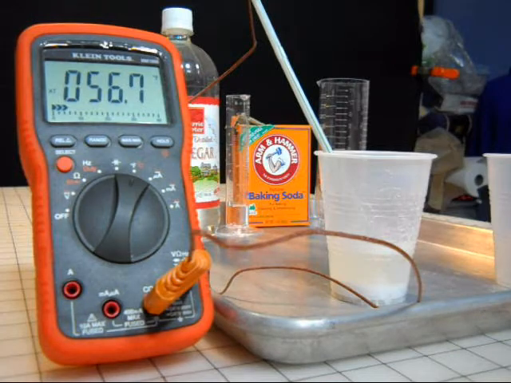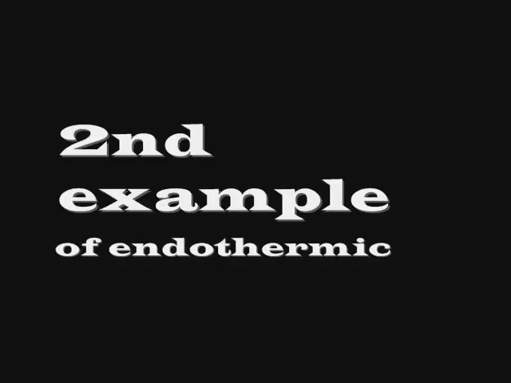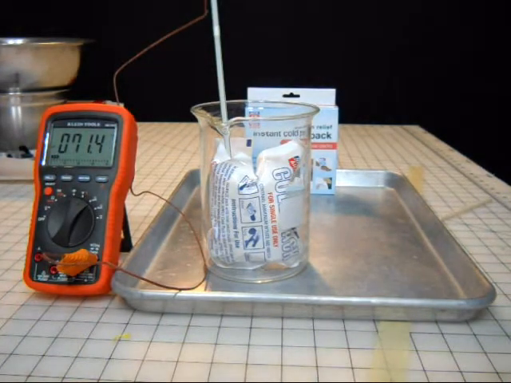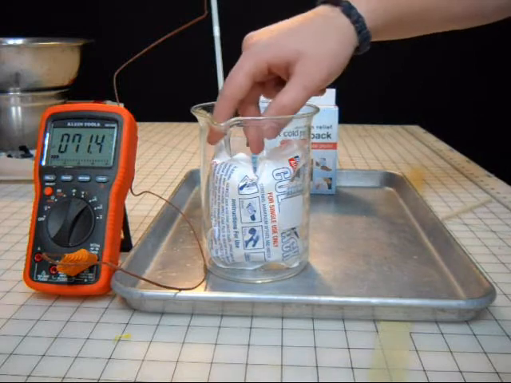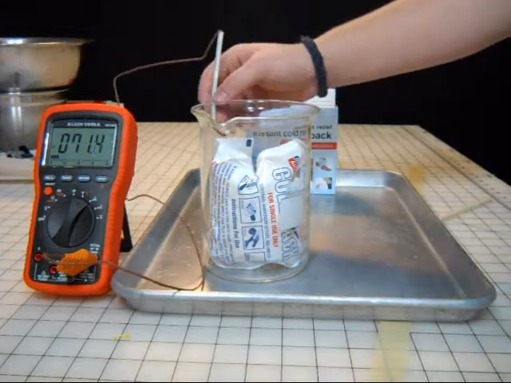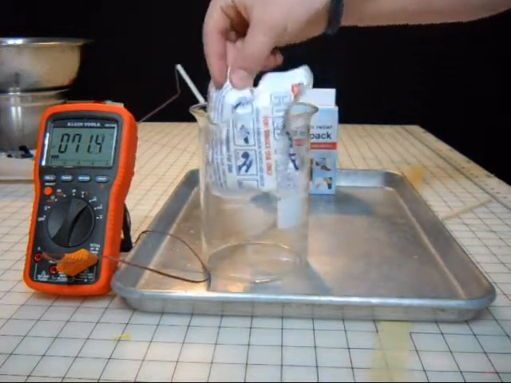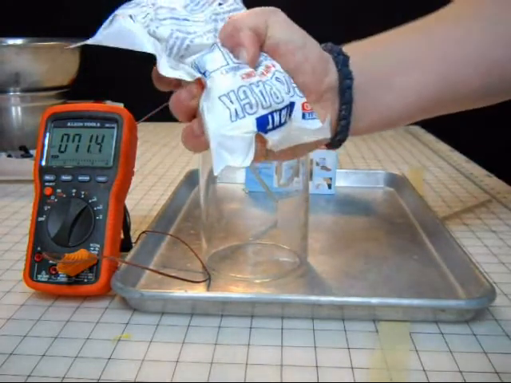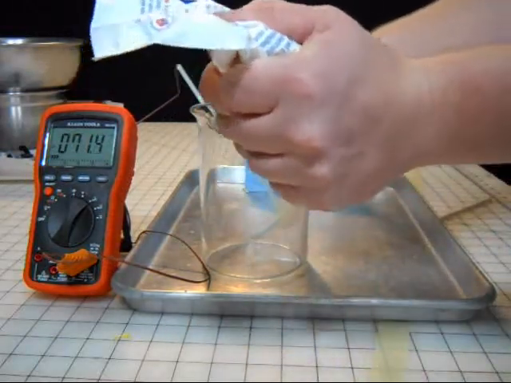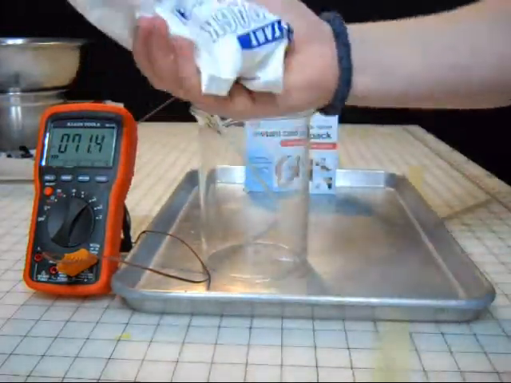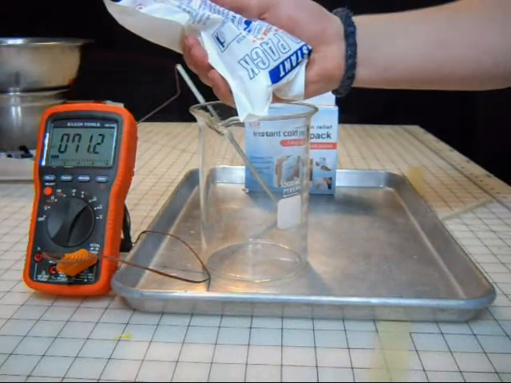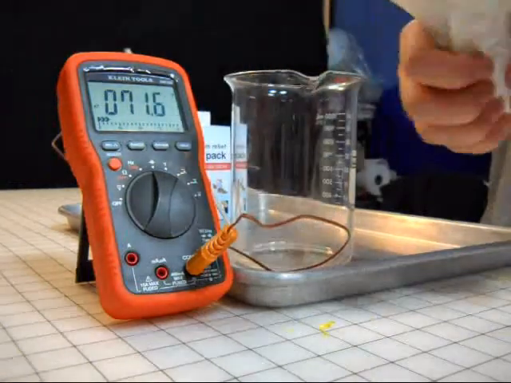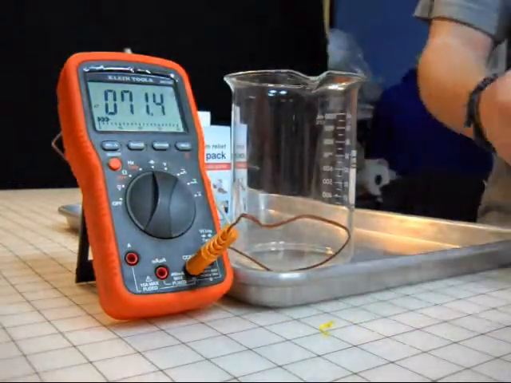Now, the second experiment that I'm doing involves one of those instant cold packs with ammonium nitrate in it. If you mix ammonium nitrate with water, it gets really cold really quickly, which is also an endothermic reaction. There is also a cool experiment you can do with the ammonium nitrate in water by itself, which I might be able to show you at a later date.